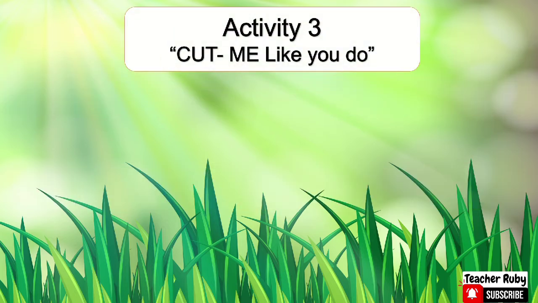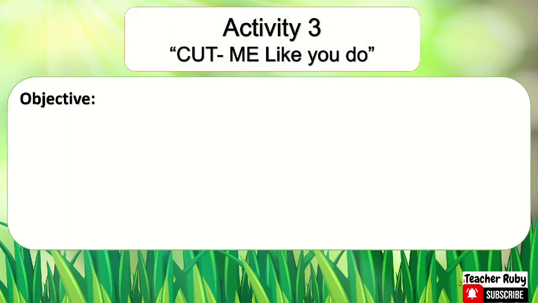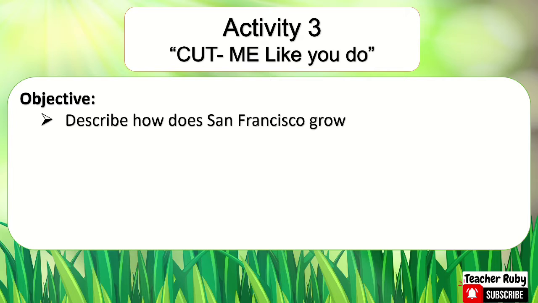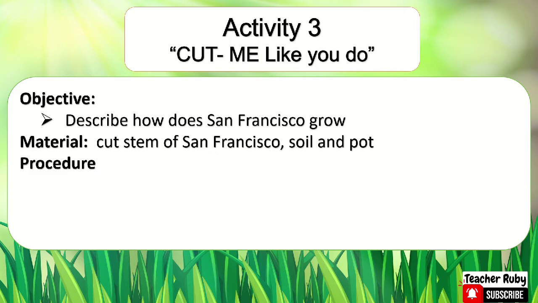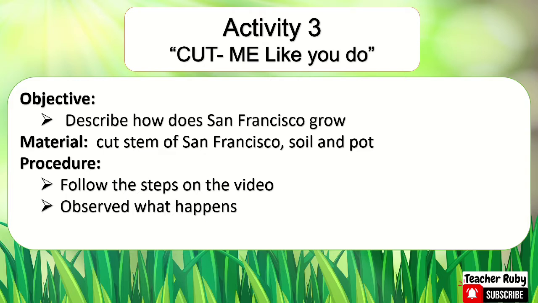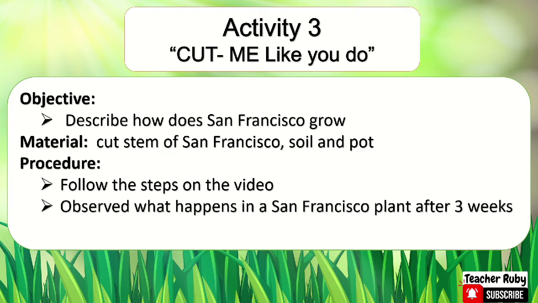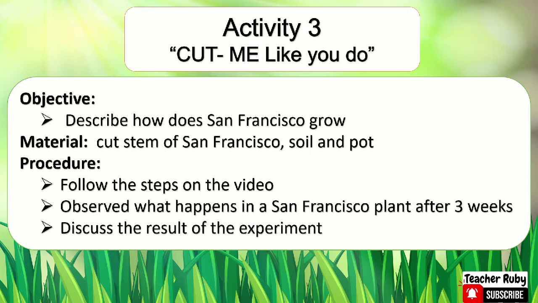For activity 3, Cut Me Like You Do. Objective: describe how San Francisco grows. Materials: cut stem of San Francisco, soil and pot. Procedure: follow the steps on the video that I will show you and observe what happens in a San Francisco plant after 3 weeks. Discuss the result of the experiment.